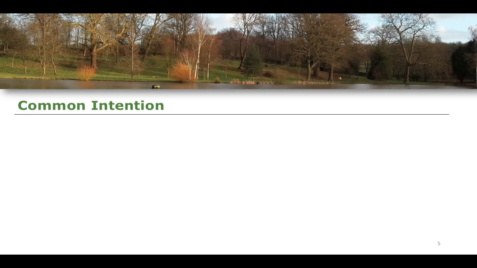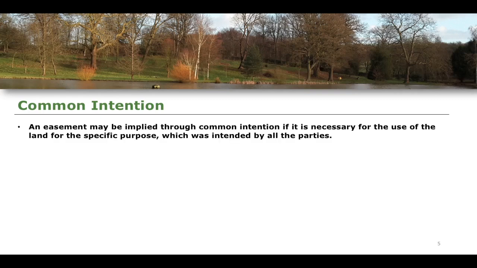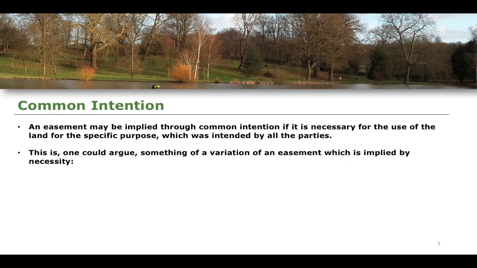Secondly then, common intention, the second of the major elements that we would refer to here. Well, an easement may be implied through this idea of common intention if it is necessary for the use of the land for a specific purpose for which there is a common intention among all the parties to this particular property. If there is a common intention among all of them about what this property ought to be used for, then this common intention requirement would essentially imply the granting of an easement.